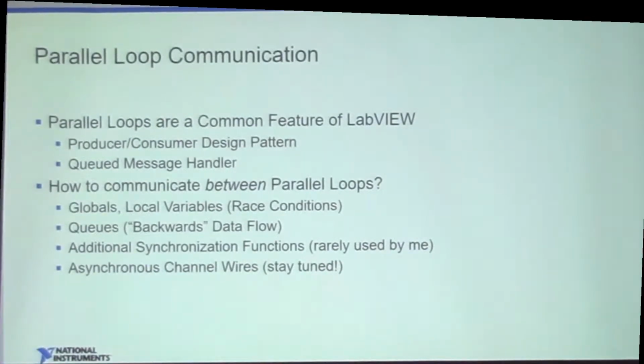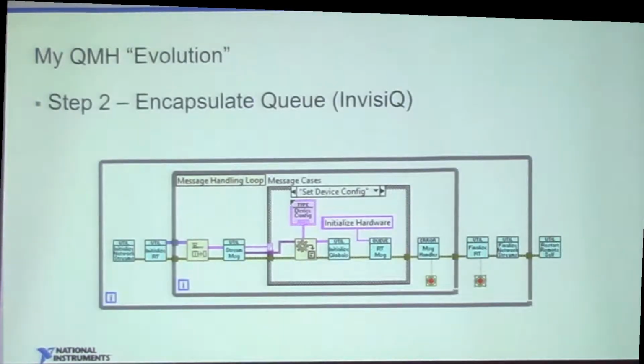So when you've got parallel loops, with great power comes great responsibility, or something like that. Parallel loops are very common. Producer consumer design pattern, a queued message handler, but how do you communicate between them? Sometimes data has to pass from one to the other, or they have to operate on the same kind of data. Well, globals, I pushed the wrong button.